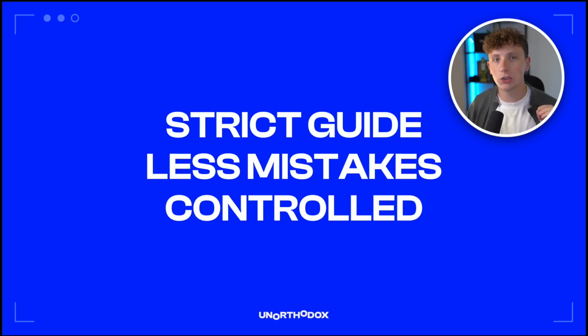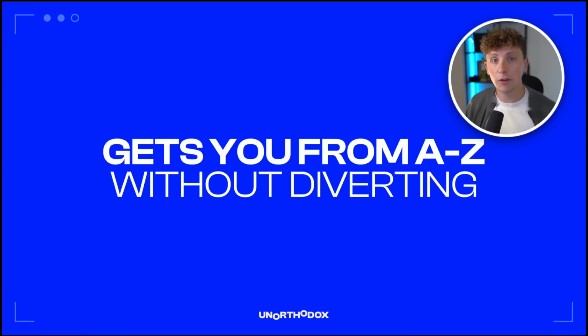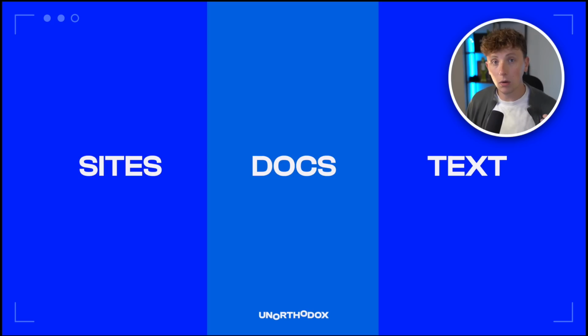So all in all, a strict knowledge base, a strict guide means fewer mistakes and it is controlled. That is the key. It gets you from A to Z without diverting. So what can we actually use in our knowledge base? What documents and where can we pull from for our knowledge base to give it that structure? Well, we can use sites. So we can use websites, we can use sitemaps, we can use documents like PDFs and Word docs. And we can even just use copy and paste text and plain text.